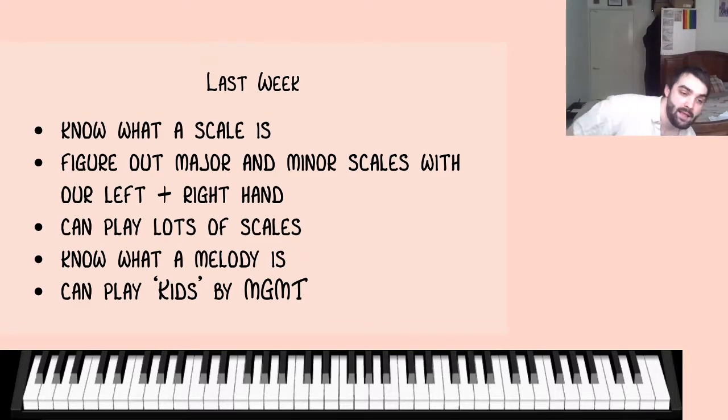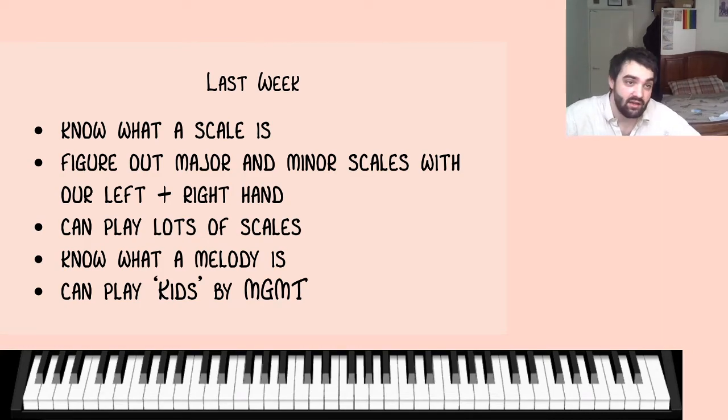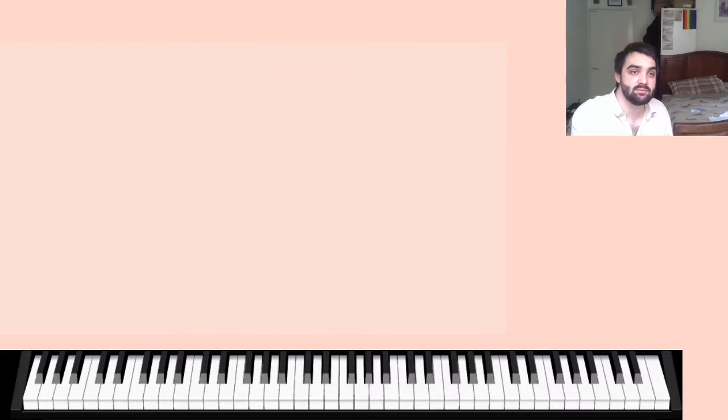So last week, what did we look at? At the end of last week, we knew what a scale is. We said we could figure out a major and minor scale using our left hand and using our right hand. We could play lots of scales like C major scale, A minor scale, D minor scale, all of those things. We know what a melody is, and we learnt the song Kids. We sang that song by MGMT. We did brilliantly, yeah. So, guess what happens now?